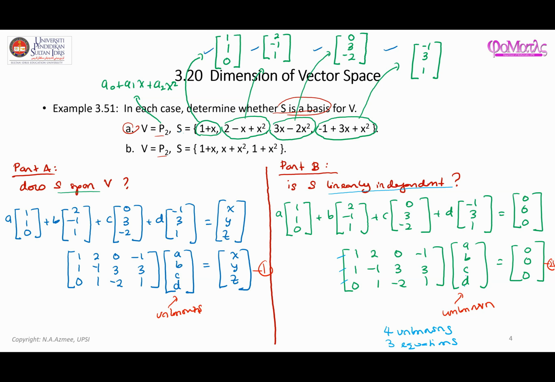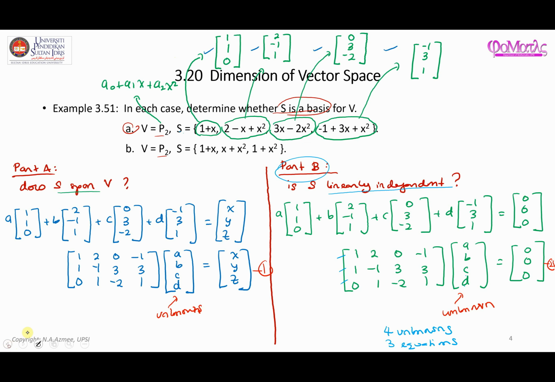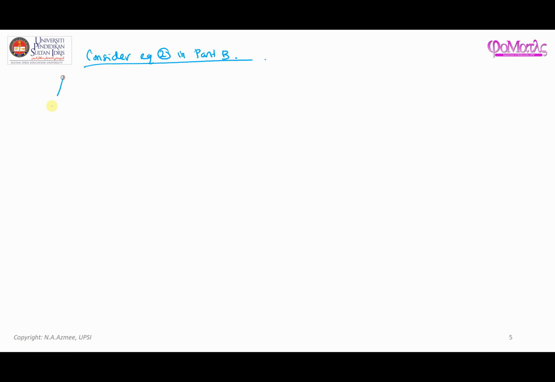So I'm just going to consider doing part B first, because of the reason that I've just mentioned. Now I'm going to move on and consider equation 2 in part B. To solve this, we're going to consider the augmented matrix, and it will look like this.